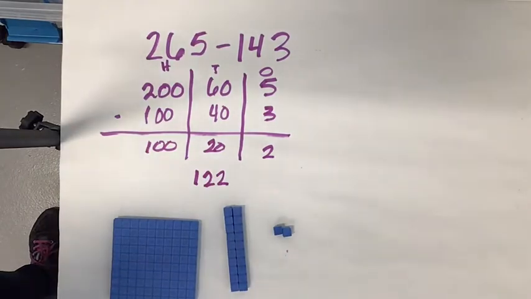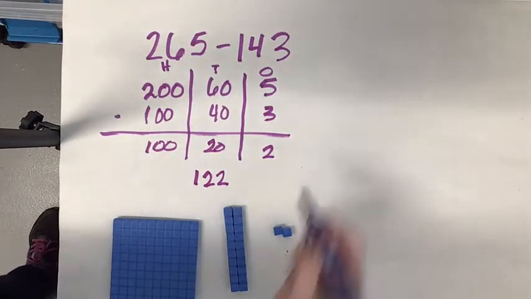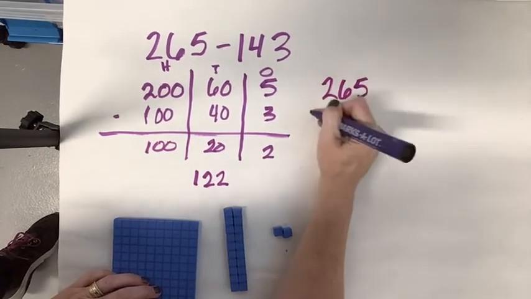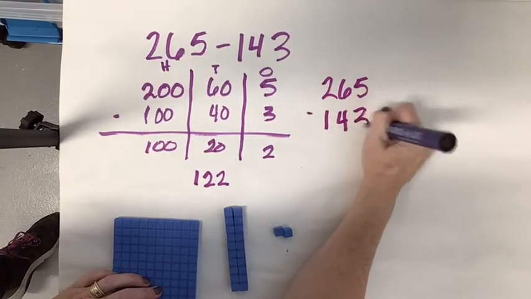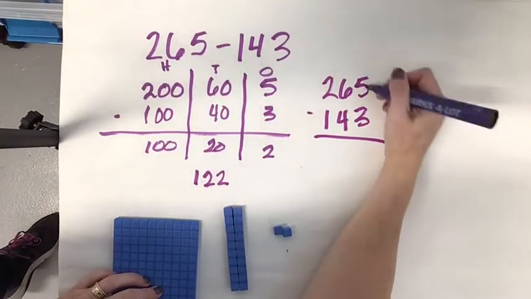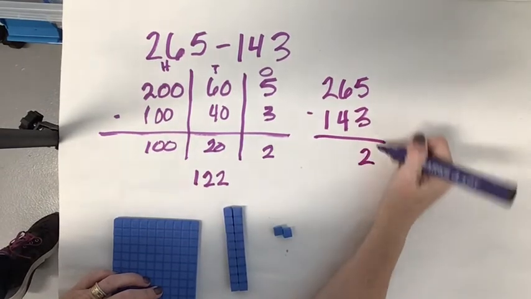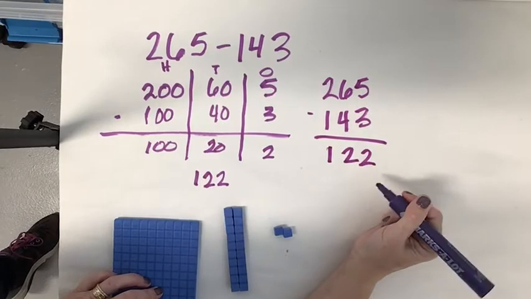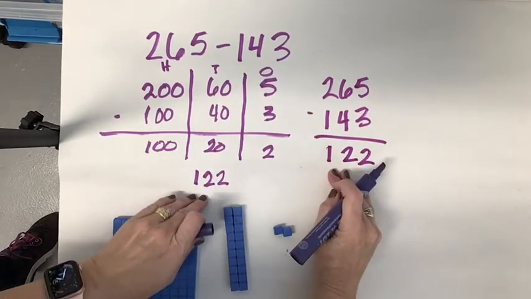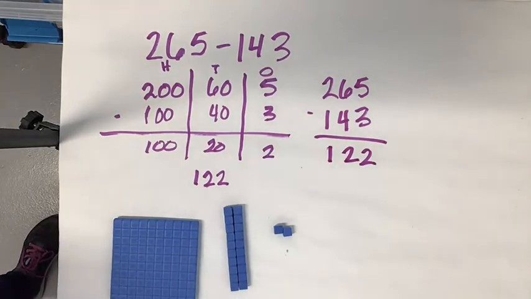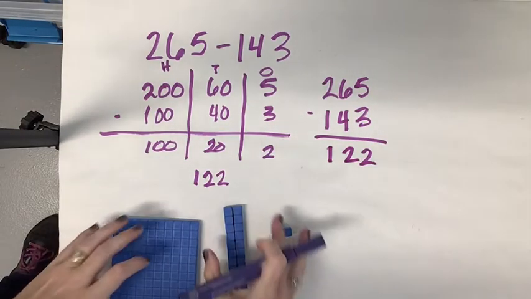And the way that progresses from expanded differences to the algorithm just looks exactly like you think it would look. 265 minus 143. I made sure my place values are all lined up nice and neat, and I can subtract. 5 minus 3, 6 minus 4 is 2, 2 minus 1 is 1, which is 100. So my answer is 122. So what does that look like with regrouping involved?